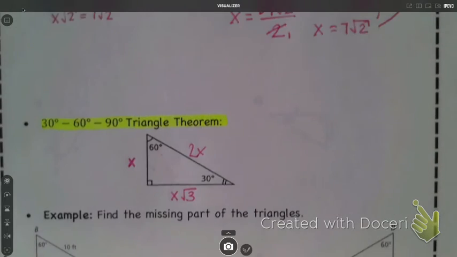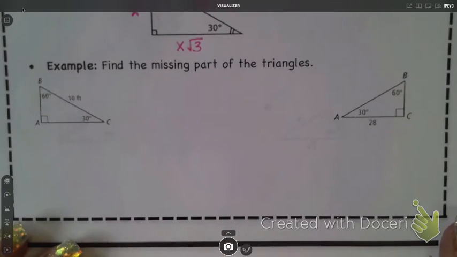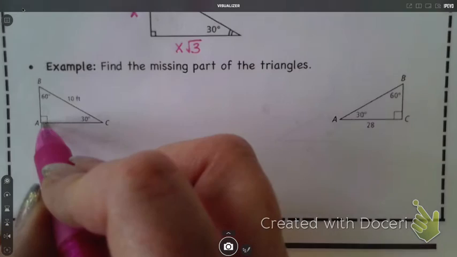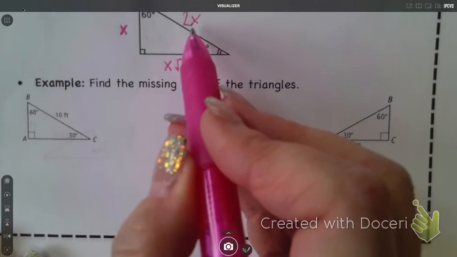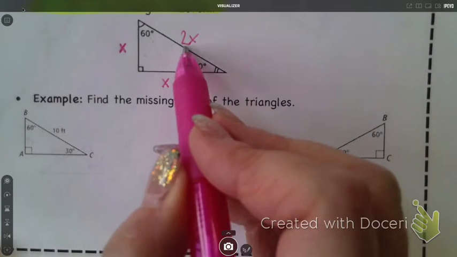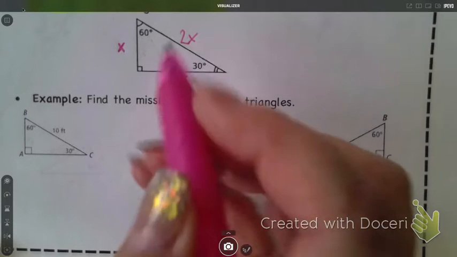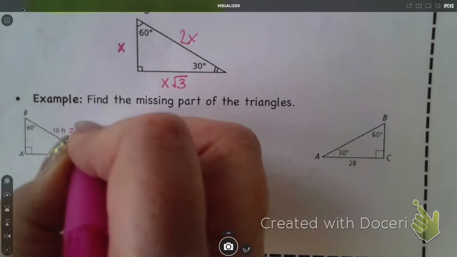Okay, so the first thing we're going to do is identify what kind of triangle it is. What kind of triangle is it? 30, 60, 90. Then I'm going to put my ratios. So they gave me the hypotenuse. What's its ratio? Not 10. 2x. Why? Across from 90 is 2x. So 10 feet equals 2x.